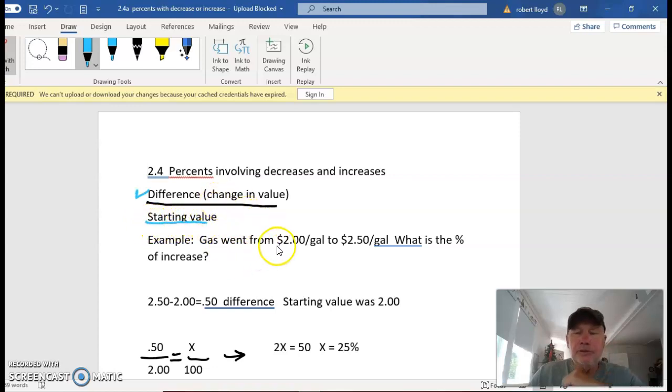For example, if gas went from $2 a gallon to $2.50 a gallon, what is the percent of increase? So first you want to find the difference. So $2.50 minus $2 is a 50-cent difference. And the starting value, we started at 2 and went up to 2.50. So now you have the difference and the starting value.